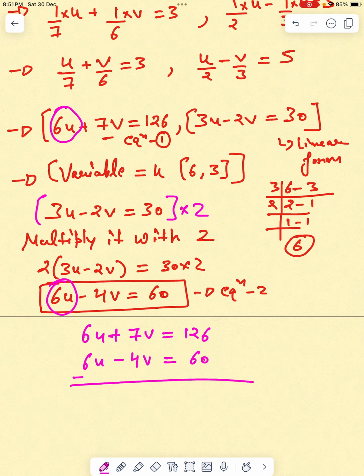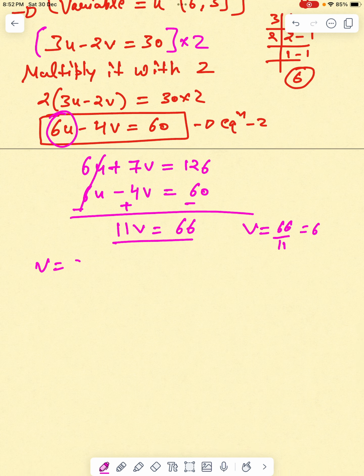So subtract it, this gets cancelled out, and since we are subtracting, the signs will get added up. So 126 minus 60 will be 66. So what will be the value of v? 66 upon 11 is 6. The value of v you are getting here is equal to 6.